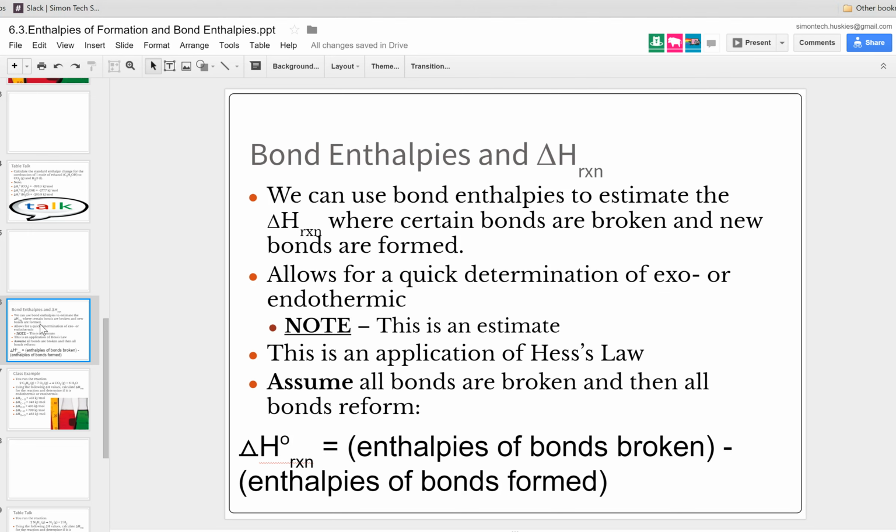In any chemical reaction, bonds are broken and new bonds are formed. Now this allows us to quickly estimate exo or endo. Now remember, this is just an estimation because the amount of energy will differ depending on the state of the reaction. But this is just an application of how Hess's law works. We want to assume that all bonds are broken and then all bonds are formed. And this way, we can calculate the delta H, standard enthalpy of reaction, which is equal to the enthalpies of the bonds broken minus the enthalpies of the bonds formed.